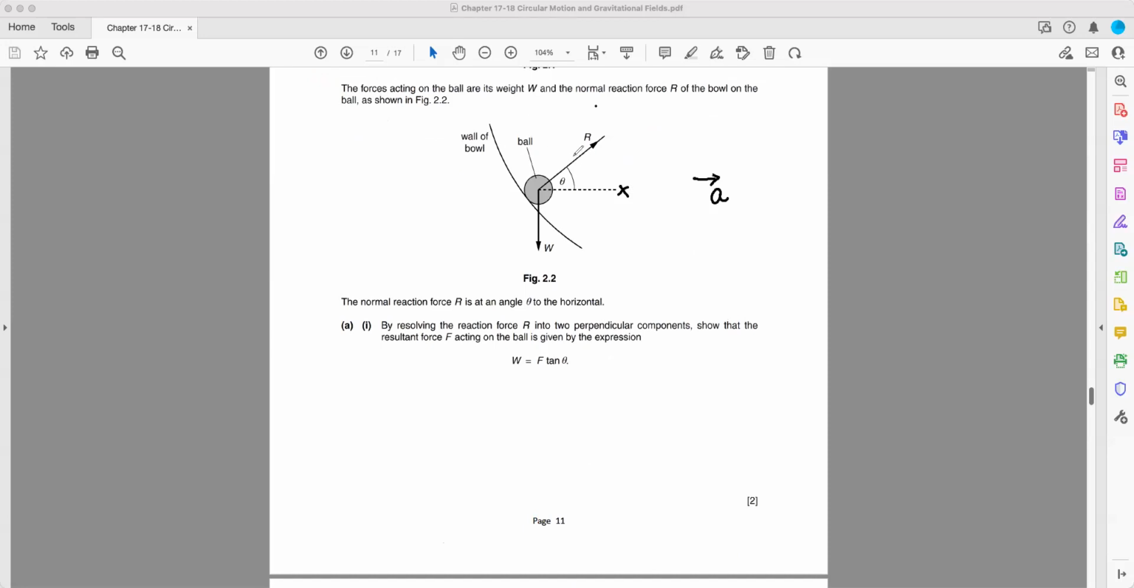So if you want to find the resultant force, what you need to do is decompose the vector, the force R, into vertical and horizontal components. So this one is R sine theta, is it? I think last year we spent so much time on which is sine, which is cosine. Is it?